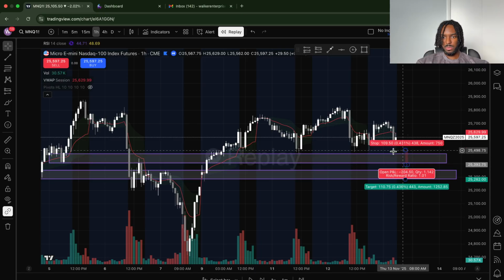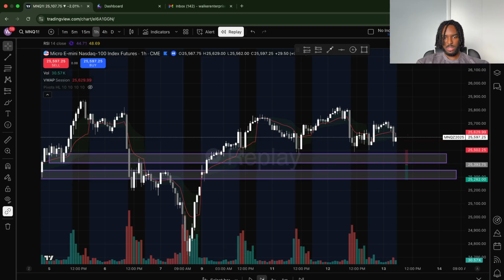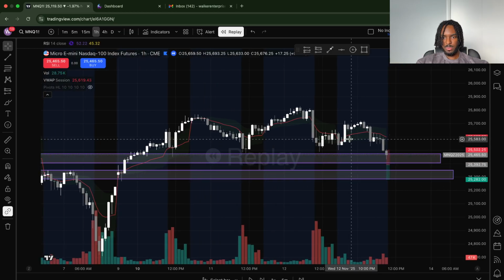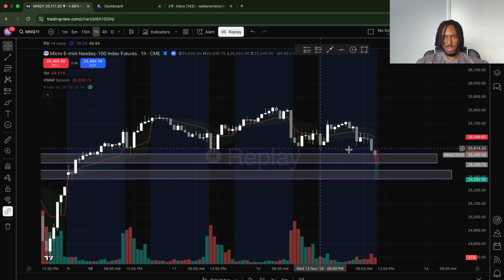So the entry was really around, I'm going to fast forward just a little bit. I think I'm going to do 5 minutes, so it's a little quicker. Okay, so as you can see, the entry was right, hold up, right here. Okay, so on this wick up, a little bit of a retracement. Here's the entry. This is my indication that we're going to flush down.